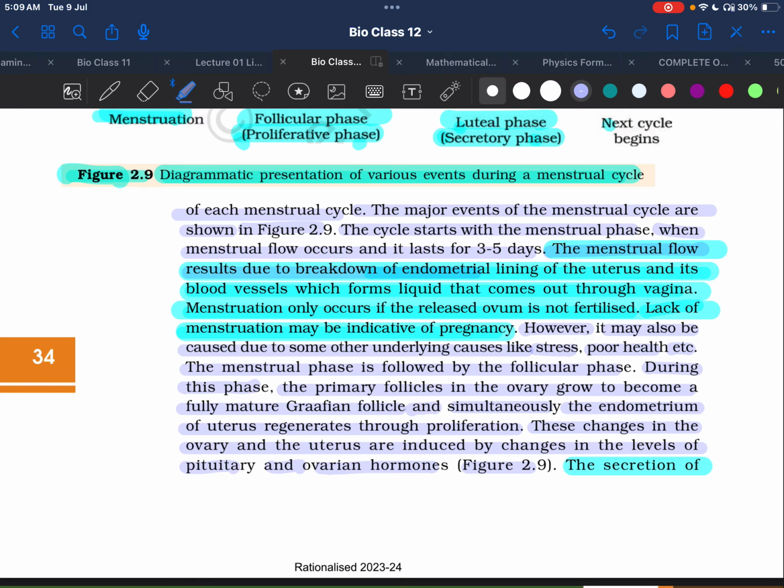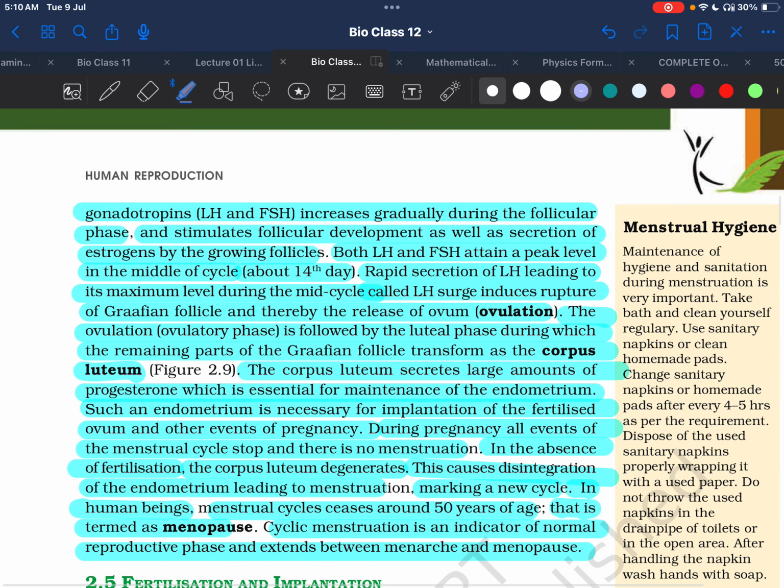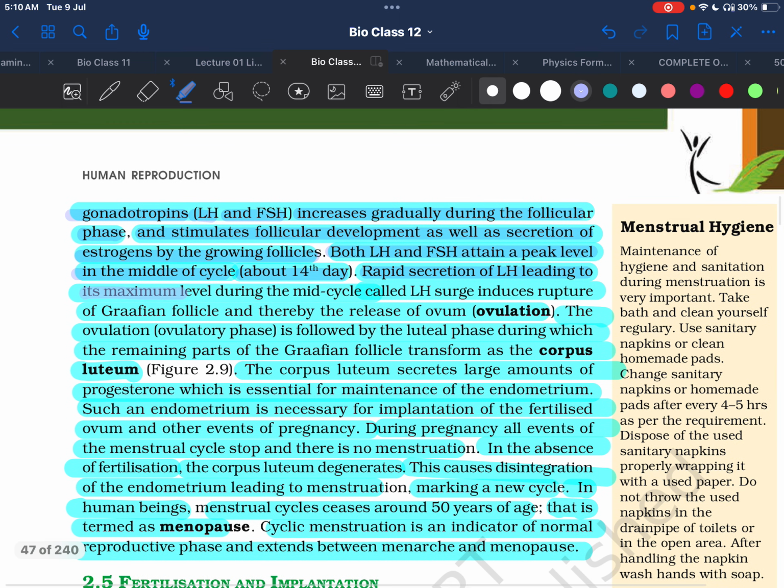Figure 2.9. The secretion of gonadotrophins LH and FSH increases gradually during the follicular phase and stimulates follicular development as well as secretion of estrogens by the growing follicles. Both LH and FSH attain a peak level in the middle of cycle, about the 14th day. Rapid secretion of LH leading to its maximum level during the mid-cycle, called LH surge, induces rupture of Graafian follicle and thereby the release of ovum.